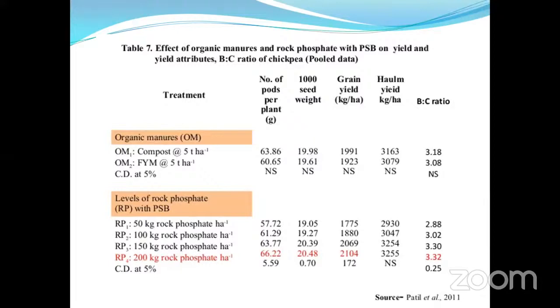And not only phosphate, you may know that nitrogen and phosphorus are synergistically related. Whenever phosphorus deficiency is there, your nitrogenase activity as well as nodulation activity gets reduced. So these are synergistically related. Whenever you use rock phosphate solubilizing microorganisms or PSB with rhizobia, we have got better results.